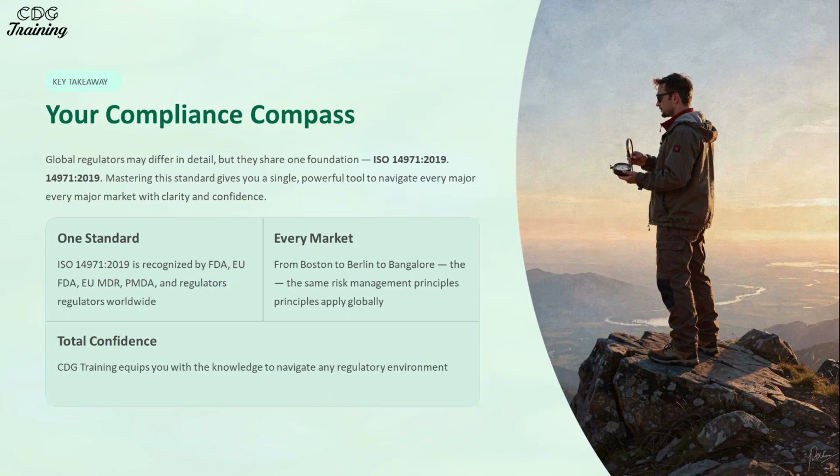ISO 14971-2019 serves as your compliance compass, guiding you through the regulatory landscape with confidence. Mastering this standard ensures you can navigate every major market with clarity and assurance.